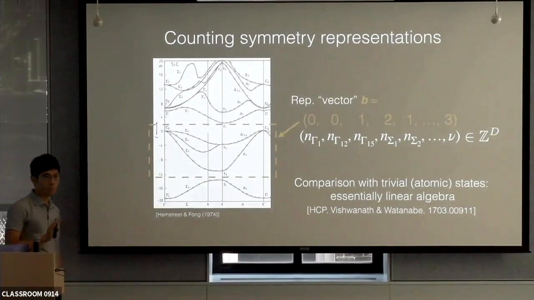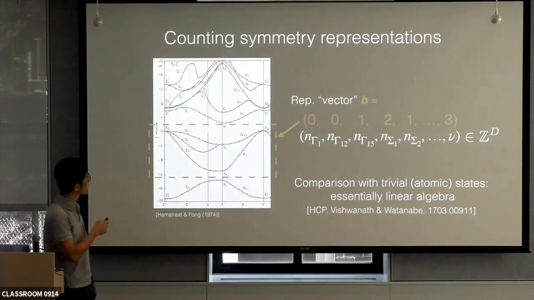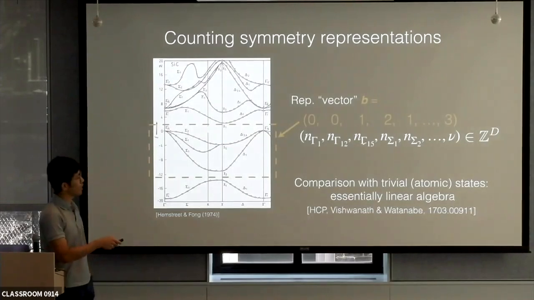For our purpose today, all you really want to do is a simple counting. I've boxed here a set of bands that are isolated from above and below by some band gap. All I'm going to do is look at the gamma point, and there are 3 possible choices in terms of representation. It can be gamma 1, gamma 1, 2, or gamma 1, 5.